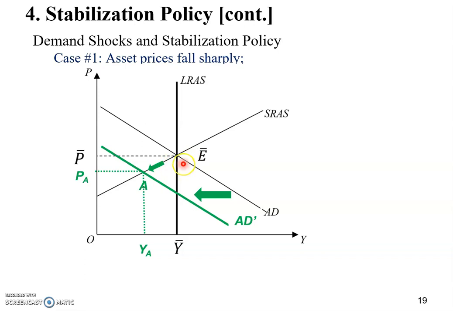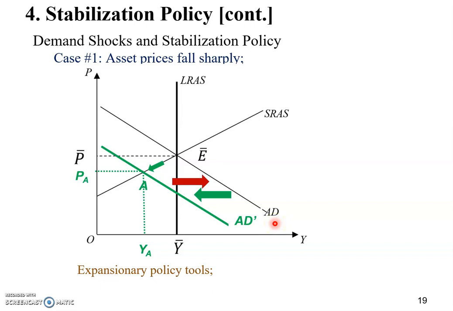Okay, if we don't want the output level to decrease from Y bar to YA, or we don't want to see that much decrease, then what the government could do is use expansionary policies. They increase government spending, cut taxes, or increase the money supply.